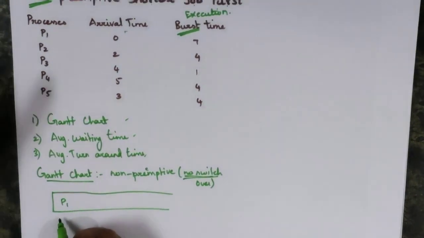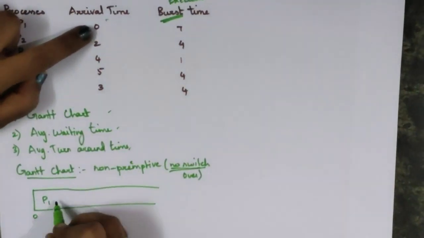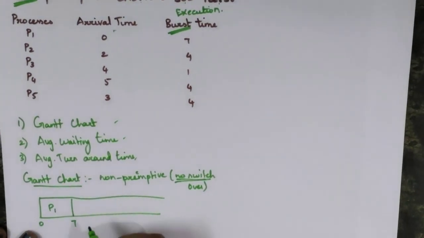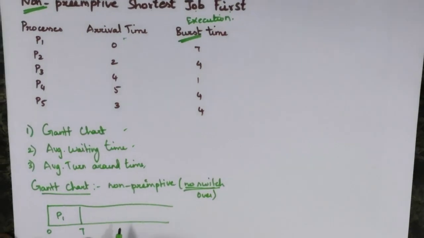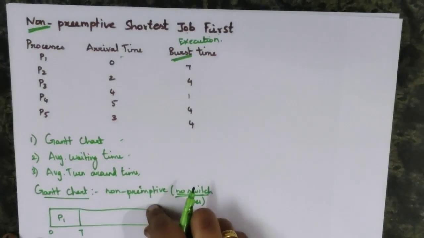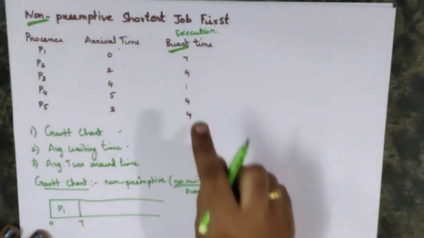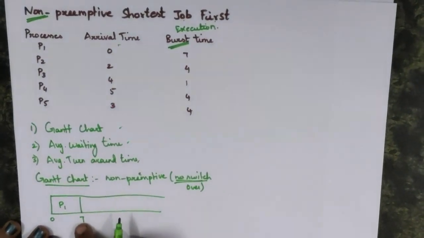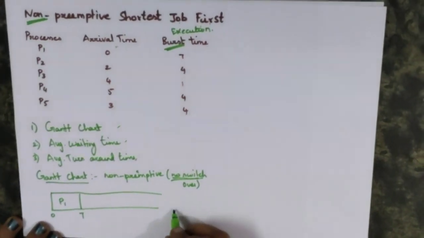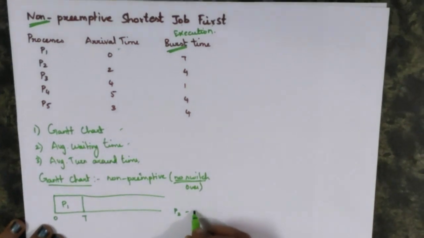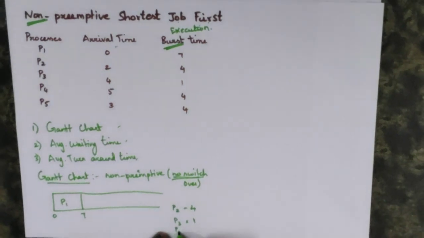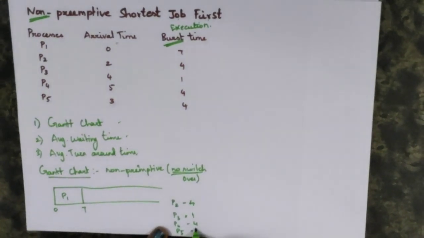Now I have to draw the Gantt chart for process P1. It arrived at time t equal to 0, and its burst time is 7, so I have to put 7 here. Next, at time t equal to 7, every process has arrived. Now I am going to draw the Gantt chart based on these processes in ascending order. At time 7 all these processes have arrived, so I have to shortlist the remaining processes here. Process P2, its arrival time is 4; process P3, its arrival time is 1; process P4, its arrival time is 4; and process P5, the arrival time is 4.